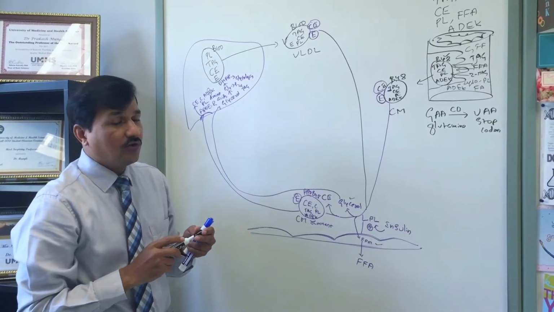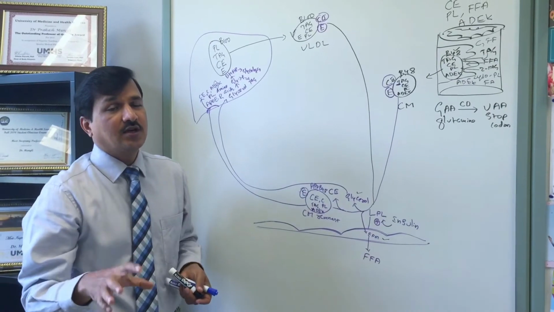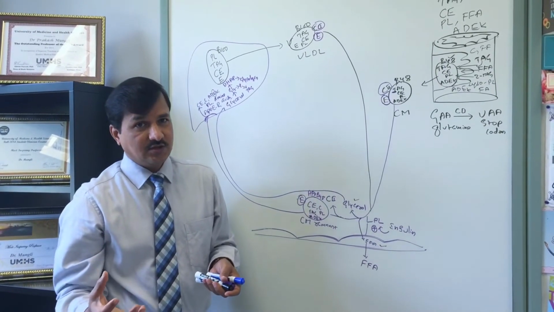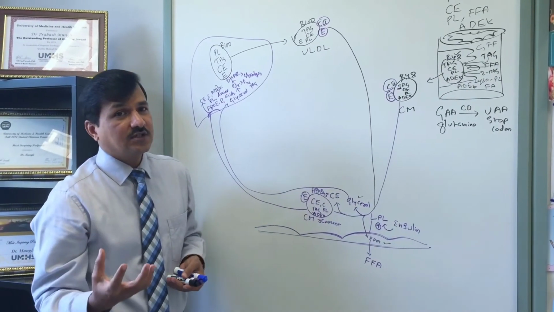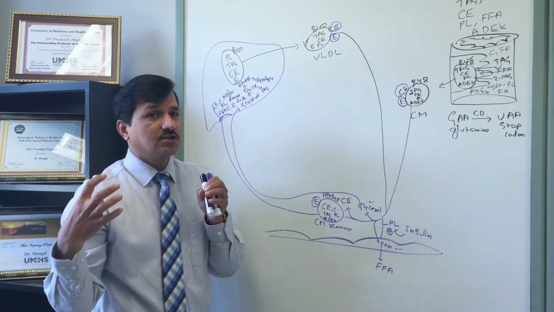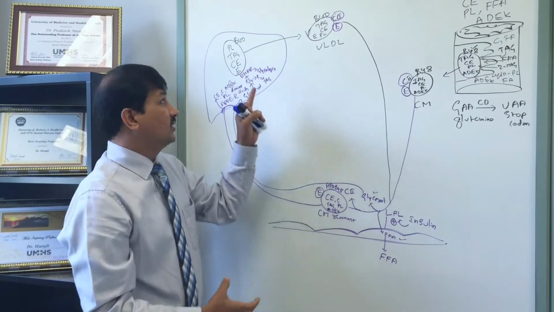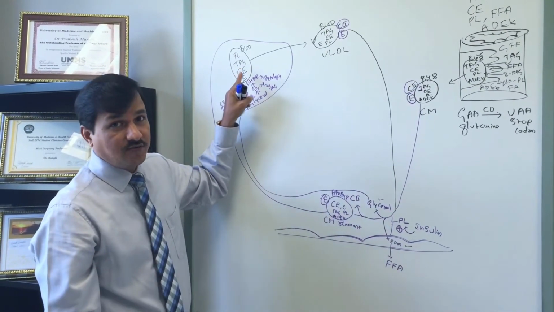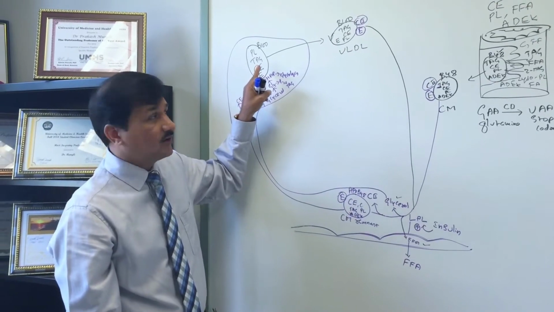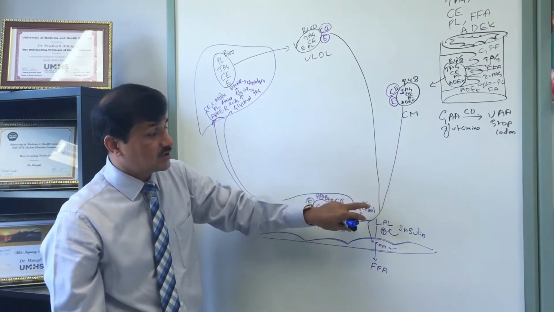And also note that VLDL synthesis not only goes on in the well-fed condition, it can also go on under fasting condition. Why? Because under fasting condition, there will be lipolysis going on in the adipose tissue. If there is too much lipolysis, the fatty acids which are flooding into the liver can be esterified to make triacylglycerol, and you can synthesize VLDL. And VLDL comes into the circulation.